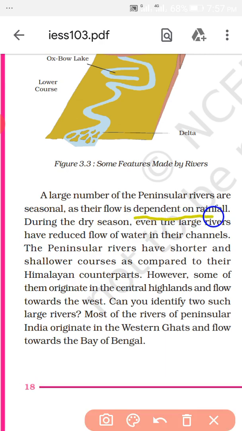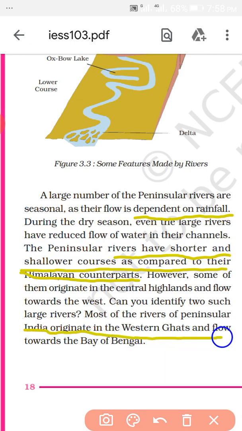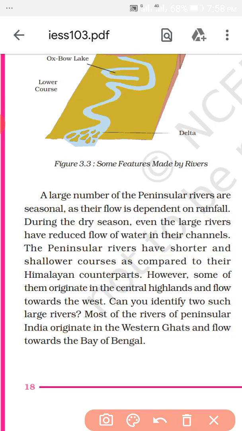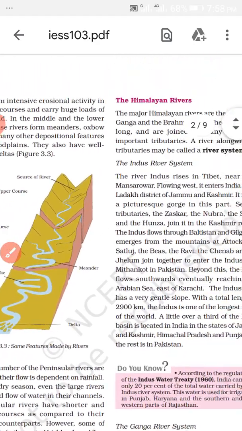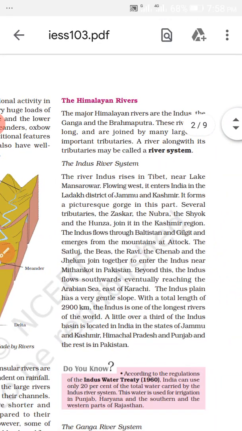The rivers of the peninsula reduce their velocity in the summer season, and the rivers have a shorter and shallower course compared to the Himalayan rivers. Why? Because they receive water only from rain, and most of the rivers of the peninsula originate in the Western Ghats and flow towards the Bay of Bengal. So this is about the peninsular rivers, and now the Himalayan rivers.